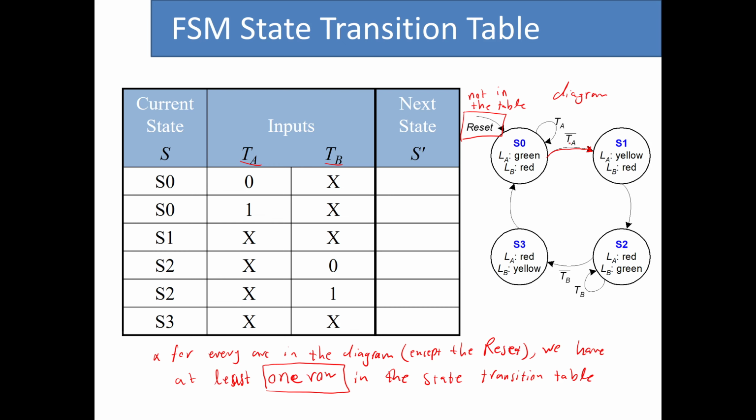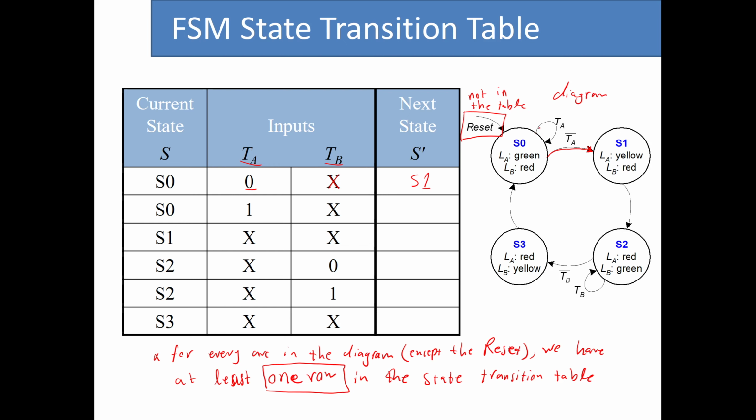So for this arc to happen, TA needs to be 0, or TA bar needs to be 1. So we have TA 0. And since it is only dependent on TA, that means that the value for TB is don't care. So when we are at the state 0, TA equals 0 and TB is don't care, what happens? What is our next state? As you can see, this arc connects us from state 0 to state 1. So that means that the next state, or S prime, is going to be S1.